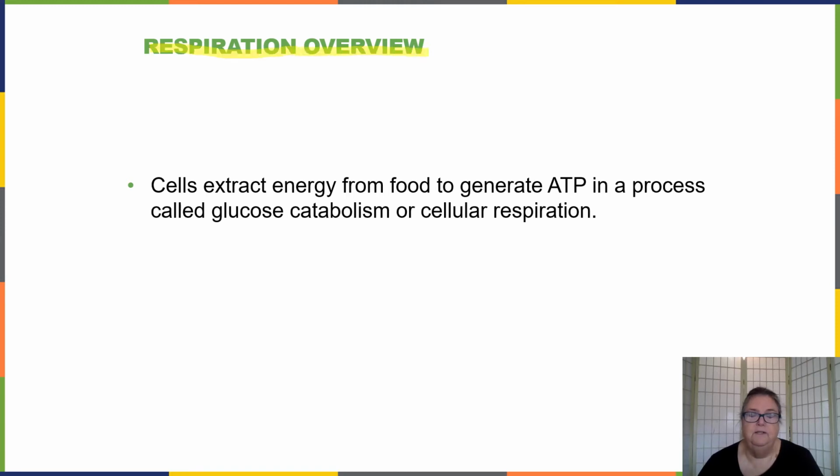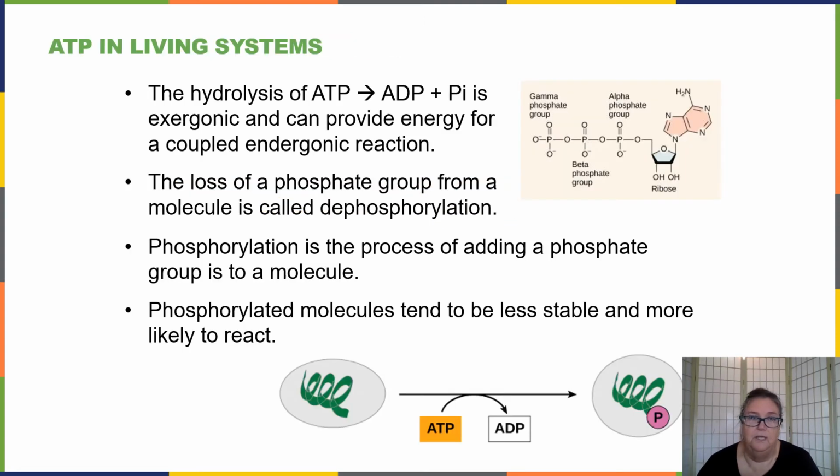We're looking now at cellular respiration. When we get to the respiratory system, we're going to look at some exchange of oxygen at other levels. Right now we're focused on what's happening in the cell, in the mitochondria. So the cells are extracting energy from food to generate ATP. I'll refer to it as cellular respiration. Other books may refer to it as glucose catabolism, right? So catabolism, we're breaking things down. Anabolic reactions, we're building up, we're adding molecules together.